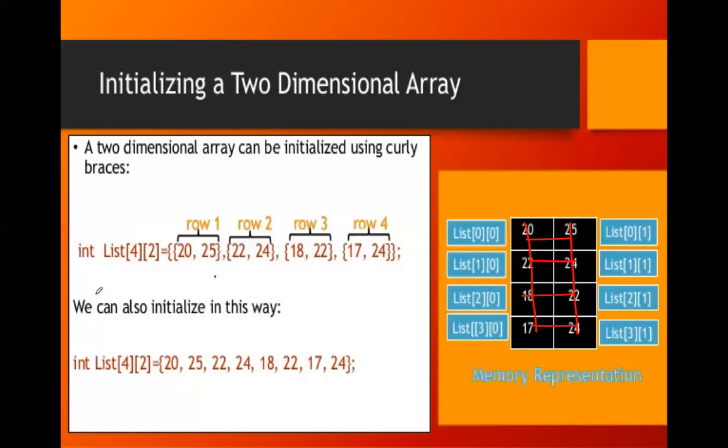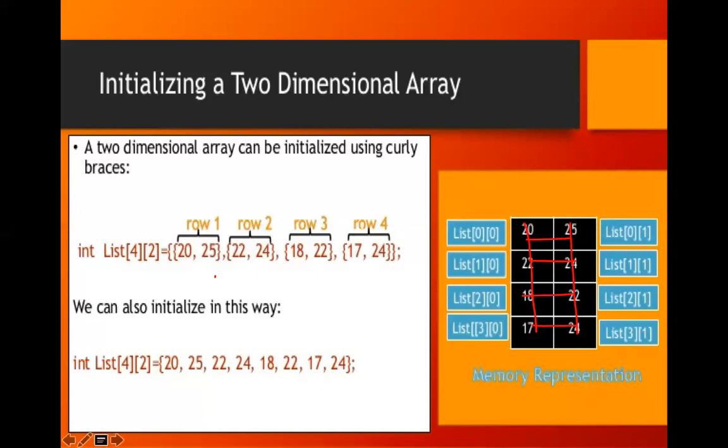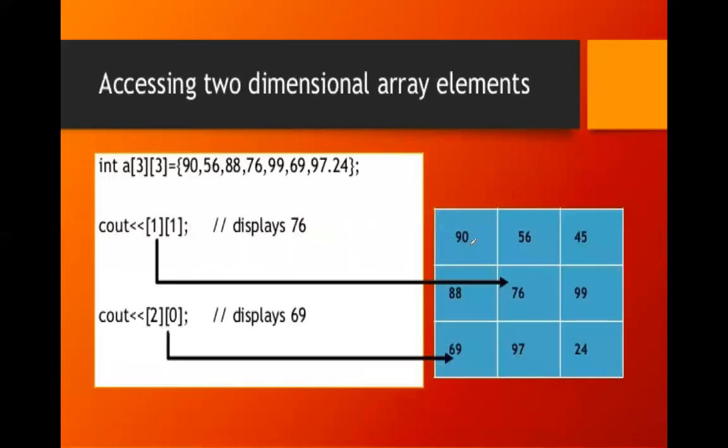Okay, so next we will see how we can access two-dimensional array elements. Okay, so if you want to access any element in a two-dimensional array, here it is the array a of 3 rows and 3 columns. These are the elements. Okay, it will be arranged like this, 3 rows and 3 columns.